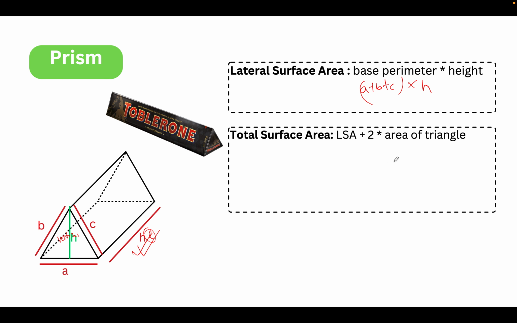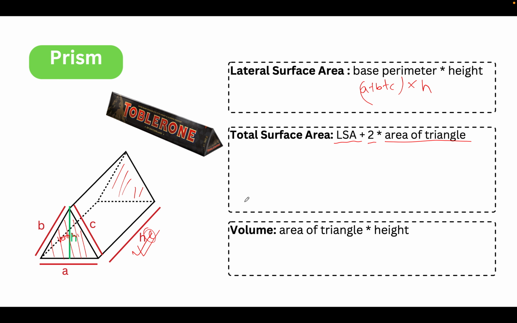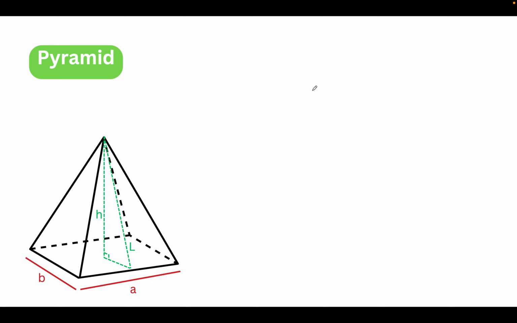And about total surface area, we will add this area and this area. So to find the total surface area, we will add the lateral surface area with 2 times the area of the triangle. So this is about the total surface area. And to find the volume, we will multiply the area of one of the triangles with the height h. Okay, so this is about the volume, total surface area and lateral surface area of a prism. Now moving on to pyramid, you can imagine the pyramid of Egypt.